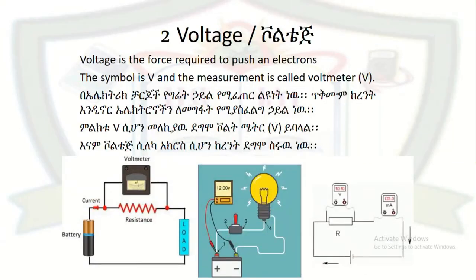We measure the voltage across the resistance, unlike the current, which is measured through the circuit. This is across the load or across the resistance. Voltage means the force required to push electrons, as we saw before. The symbol is V. The measuring instrument is called a voltmeter. The SI unit is also V.